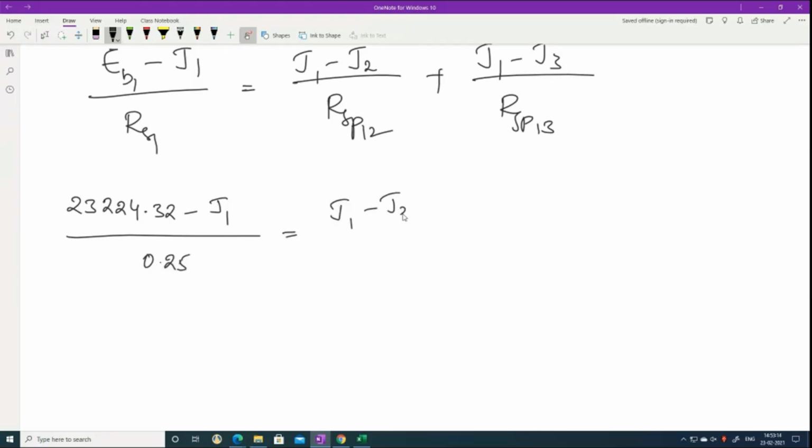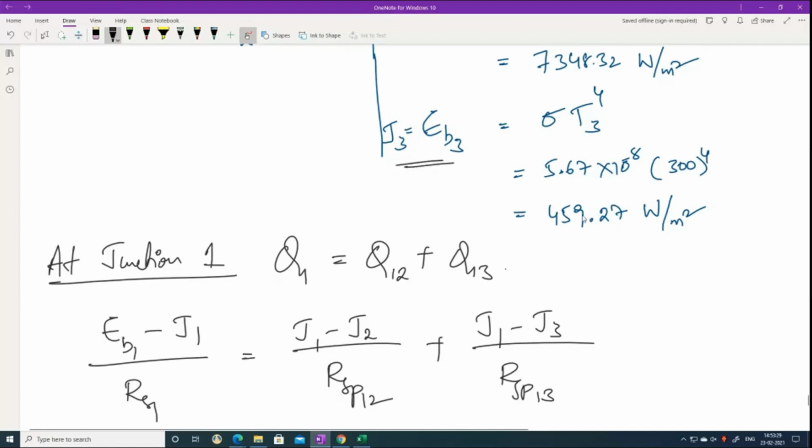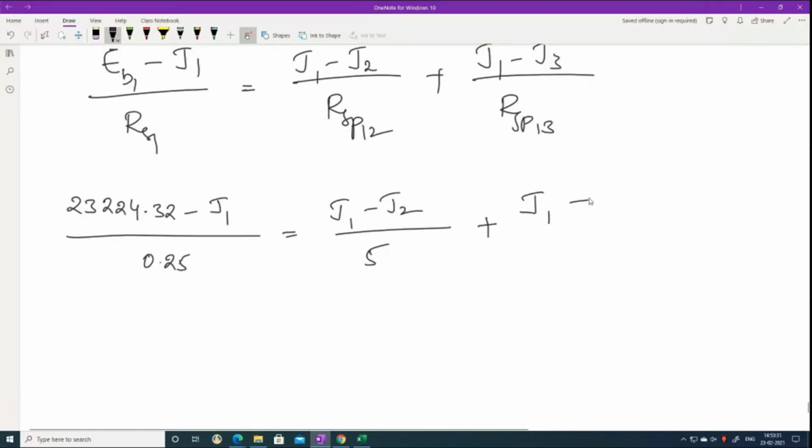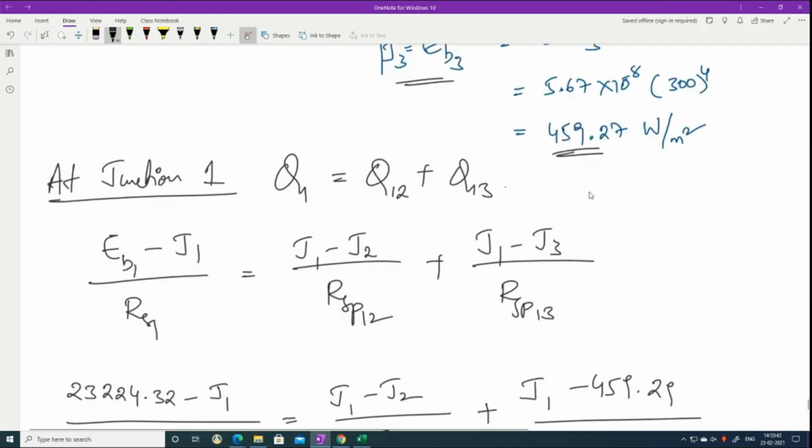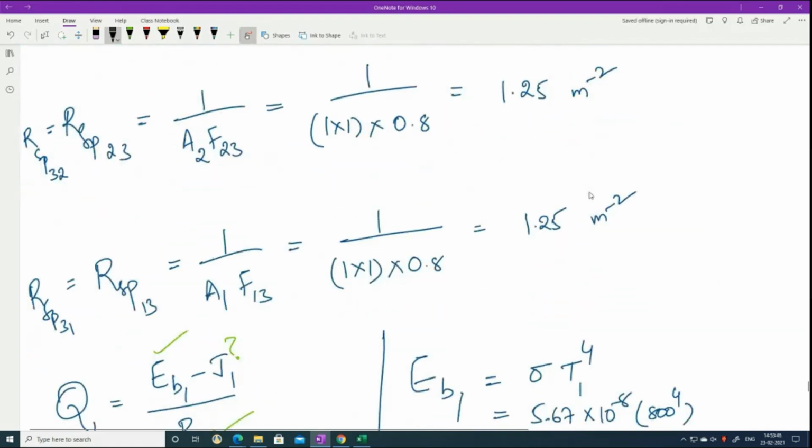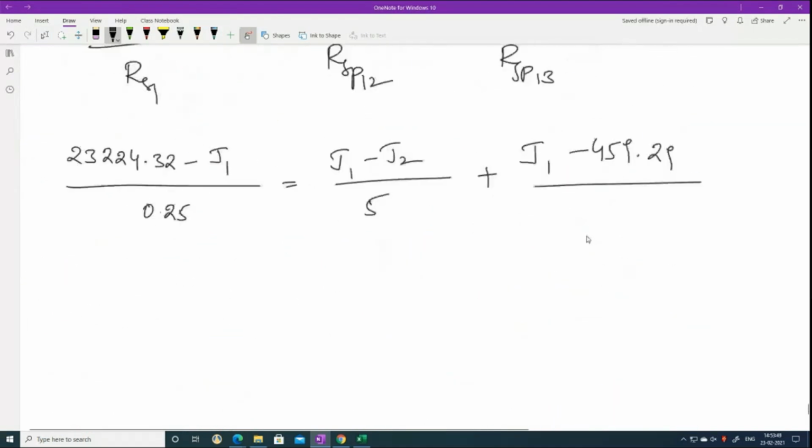J1 unknown, J2 unknown, RSP12 known, what is it? 5. Plus J1 unknown, J3 is known, right? This is J3, 459.29, by RSP13. What is RSP13? 1.25. So you will simplify this equation.